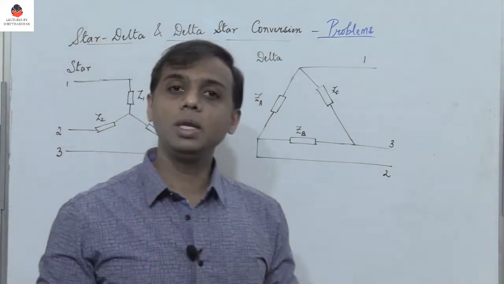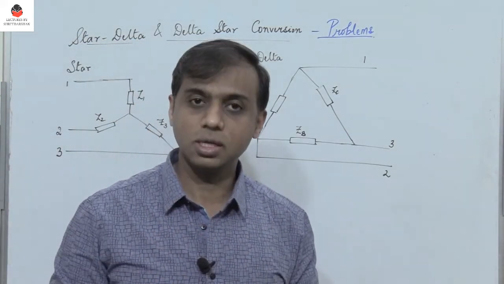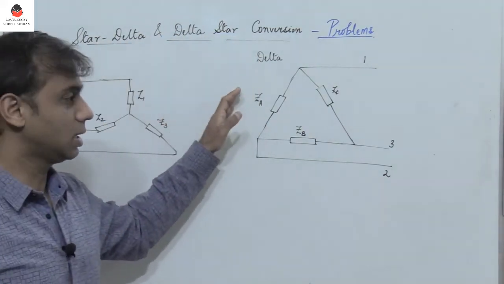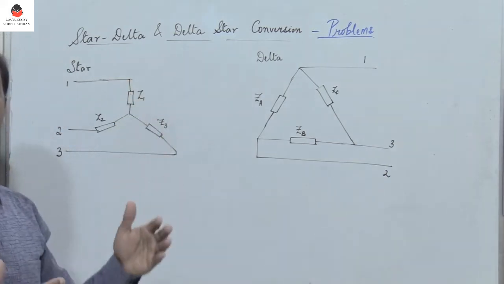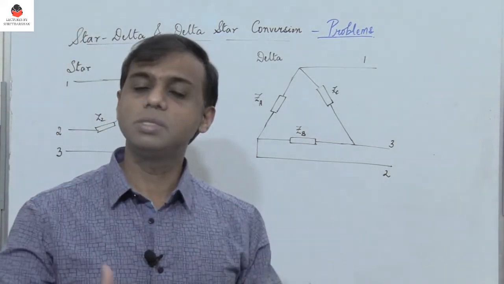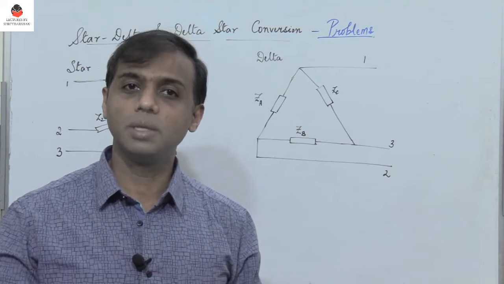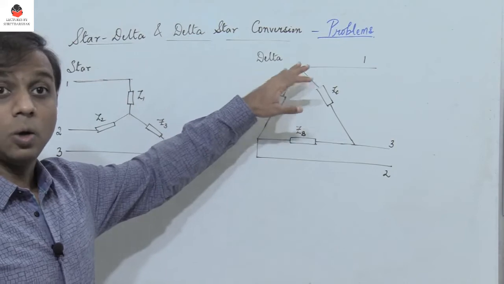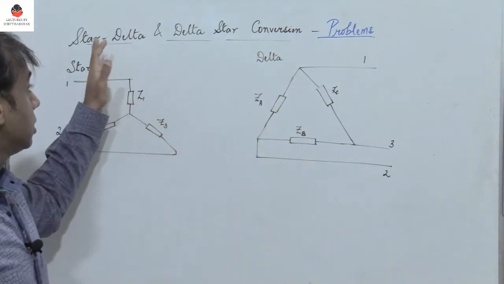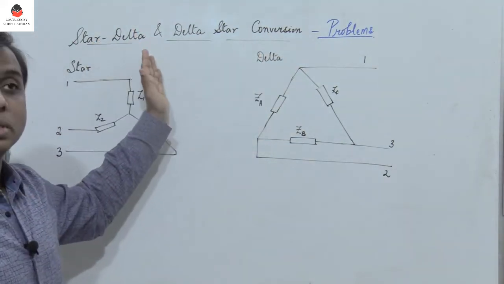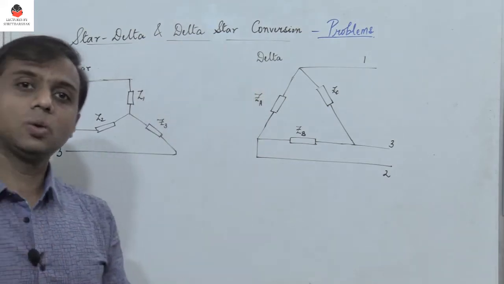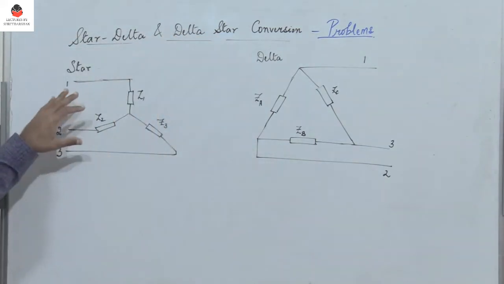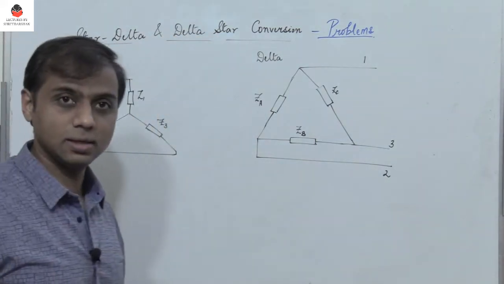Now to find the equivalent impedance or the equivalent resistance, sometimes you may have to convert a star to a delta or delta to a star so that the entire circuit can be simplified and you can find the equivalent impedance or the equivalent resistance. So we will take a few problems wherein you may have to perform star-delta or delta-star conversion to get the equivalent impedance or equivalent resistance. So let us first see the formula required for star-delta conversion.